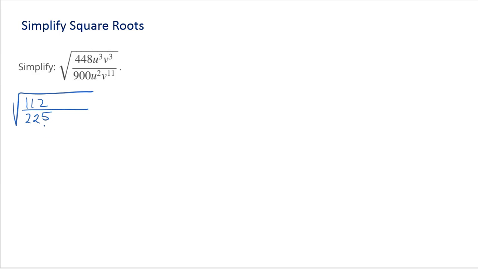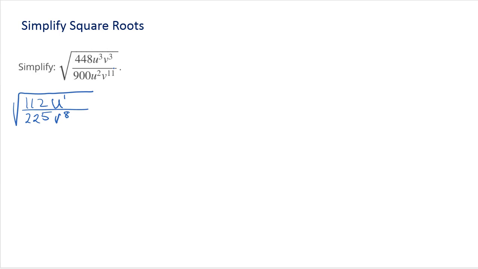When we move to the u's, u to the third and u squared, I subtract those two to get u to the first. And that u to the first goes on top because the bigger of the two exponents is on top. I'm going to do something similar with my v's, v to the third and v to the 11th. 11 minus 3 gives me v to the 8th, but that goes in the denominator because the bigger one was in the denominator.